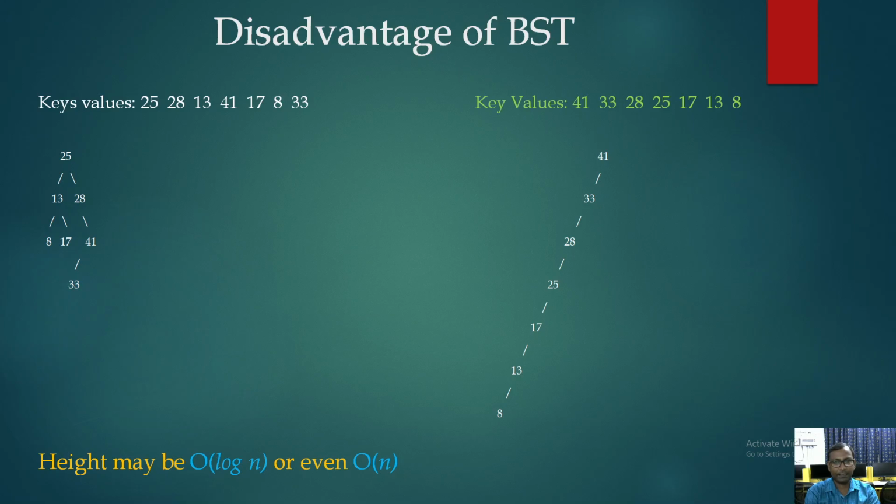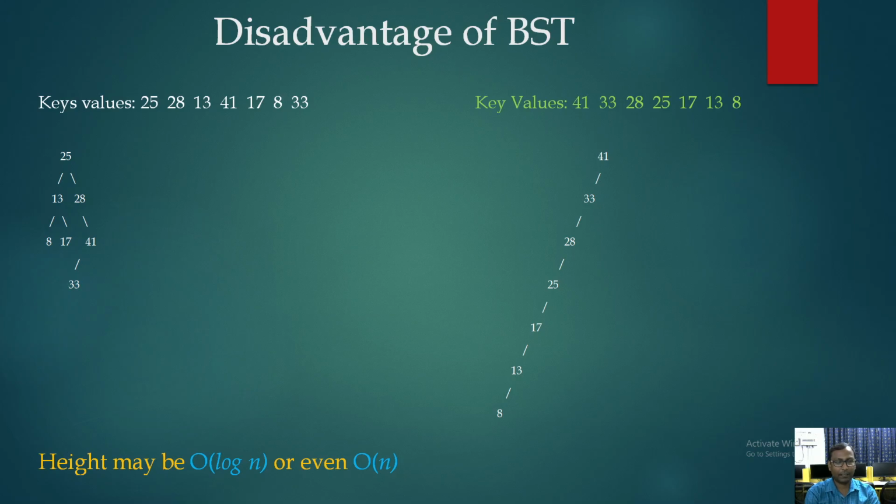Now if we see, we have taken two sets of key values, but the key values are ordered in a different way. The first key values are ordered in an unsorted way, and in the second set, the same key values are in a sorted order. So the key values are the same, but their order is different. So depending on the order, we are seeing that the structure of the binary search tree is different, right?